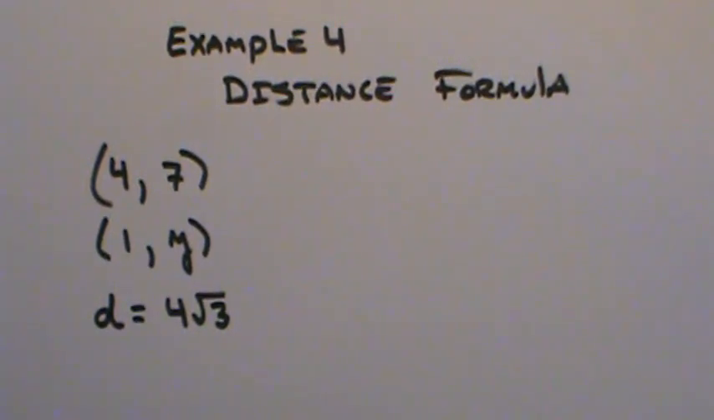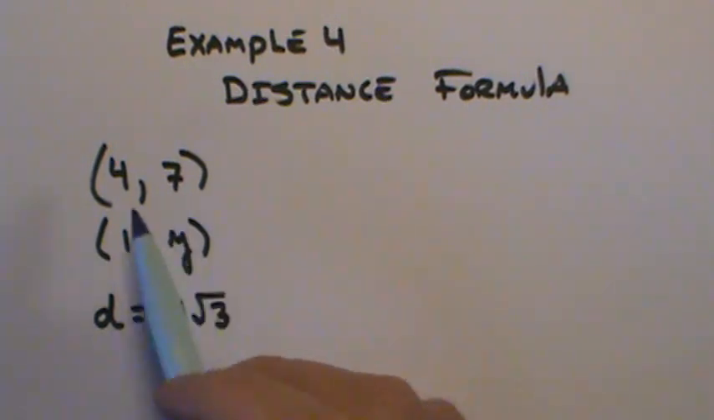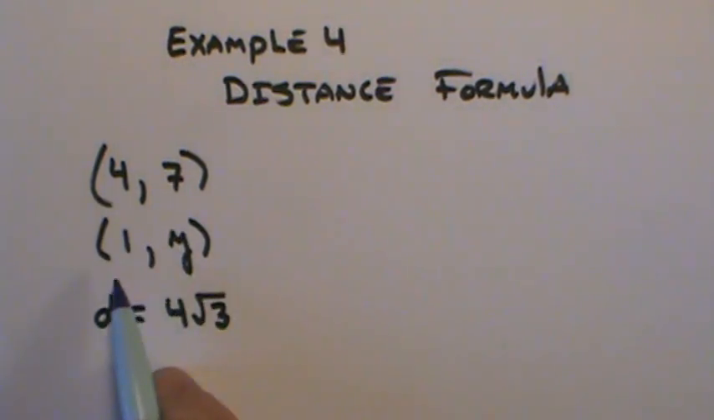Example 4, using the distance formula. For this example, we're given a full point, and then we're given a partial point where we're missing the y coordinate. They also gave me a distance.